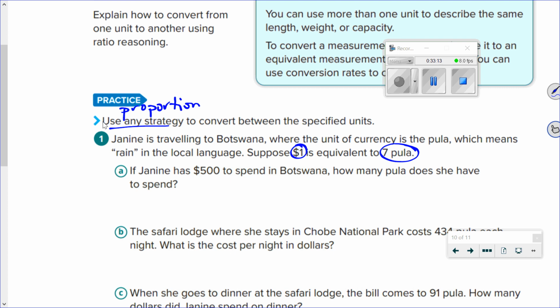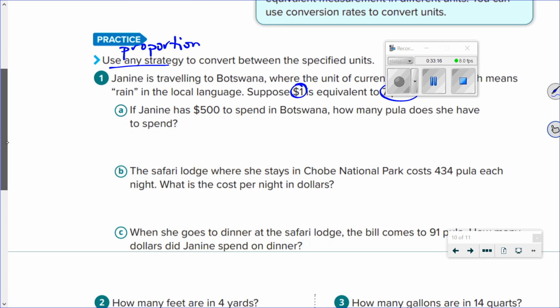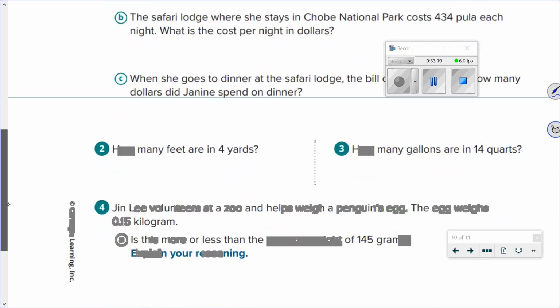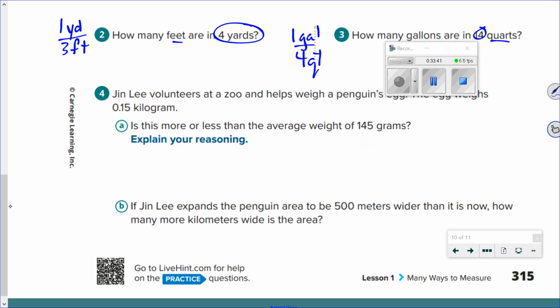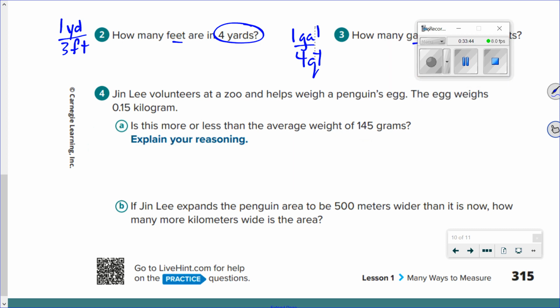Make sure you try to figure out how she can do each of these. Then she goes to dinner. How many feet are in 4 yards? Remember your conversion on that is 1 yard is 3 feet. On this one, how many gallons are in 14 quarts? This one, 1 gallon is 4 quarts. So I just gave you the initial setup for both of those. On this one, we're switching from kilograms to grams, so 1 kilogram is 1,000 grams.